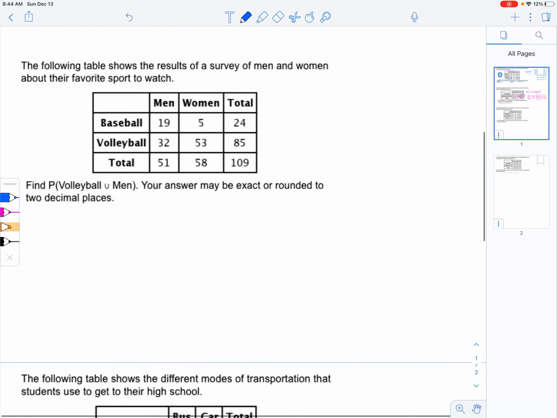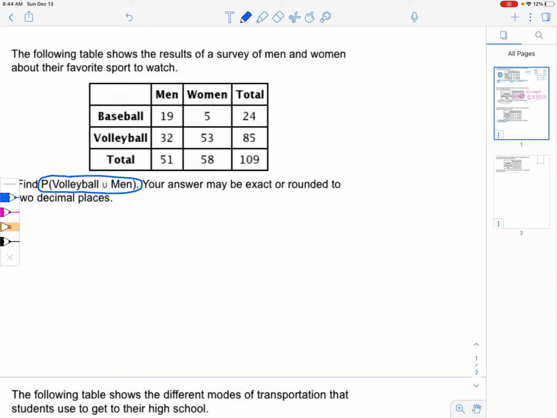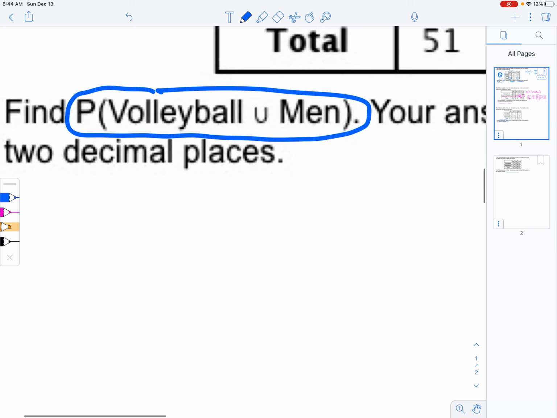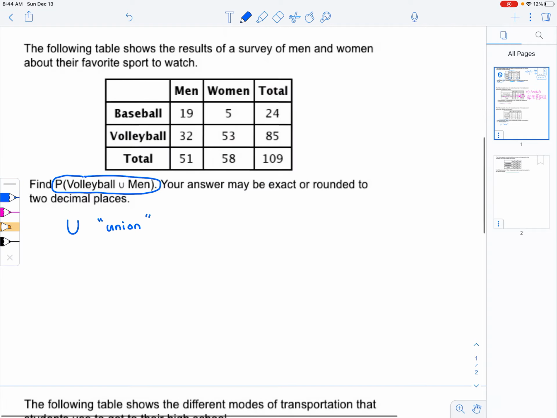Let's go back to blue. Third question. A new item once again. This is what's the probability of volleyball players, and then there's this funky U shape. Now that U shape is one of two new symbols you're going to learn. This U shape has, in mathematics, the word union associated with it. A union in math or in statistics is when you take all of the stuff from one group and all of the stuff from the other group and you put them together.